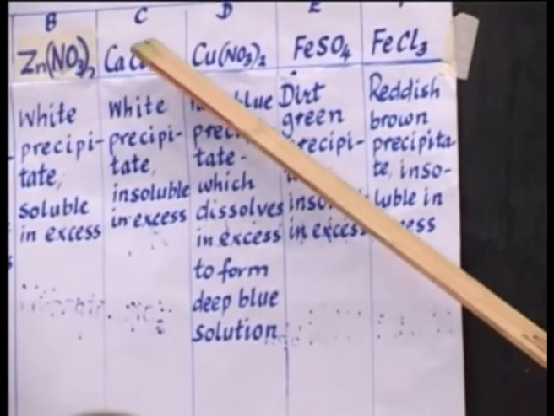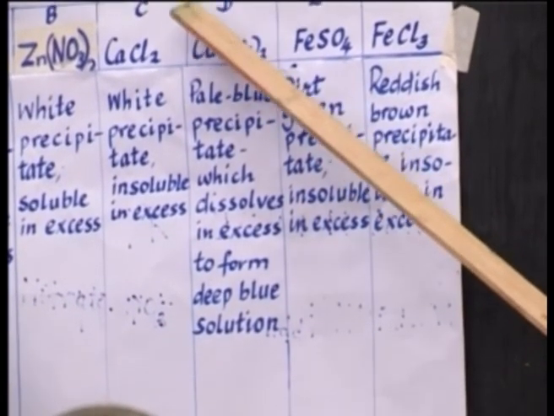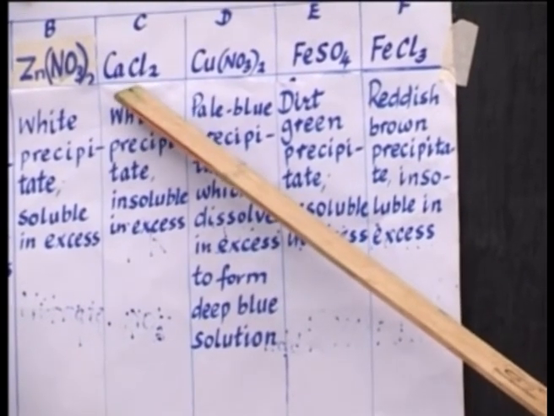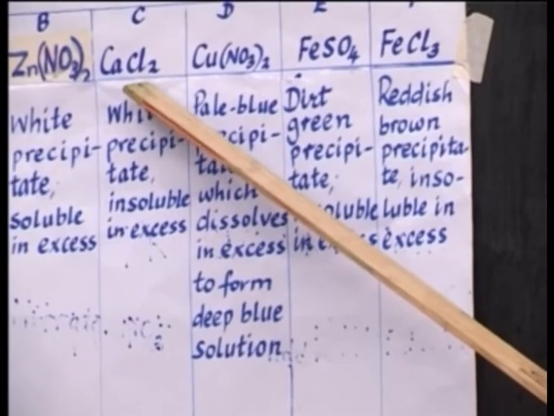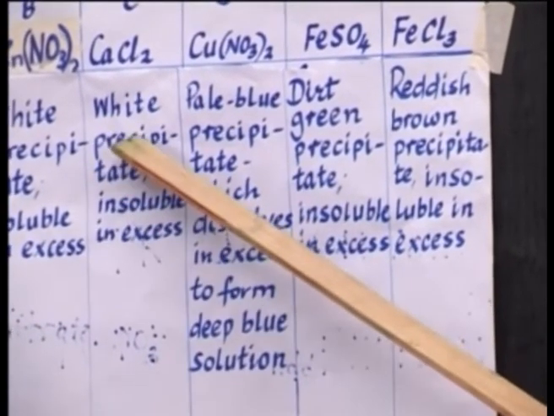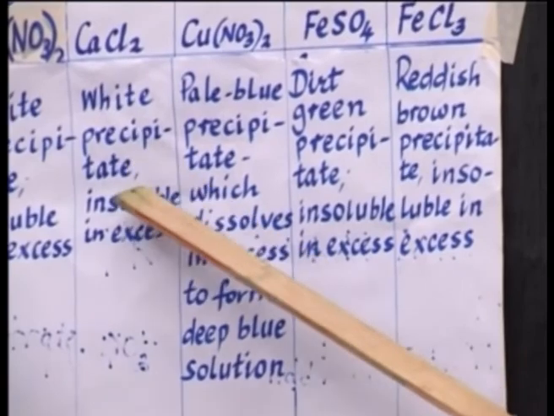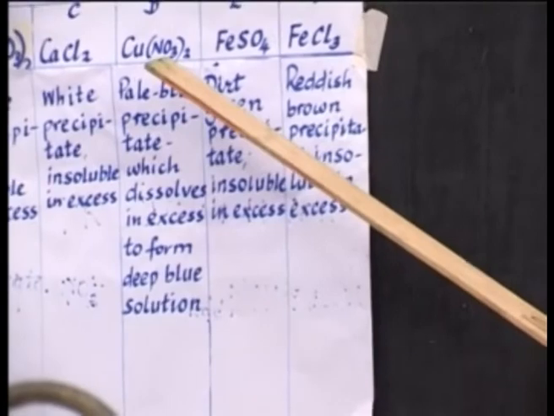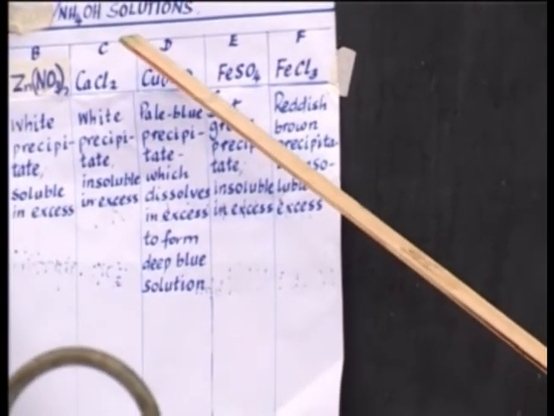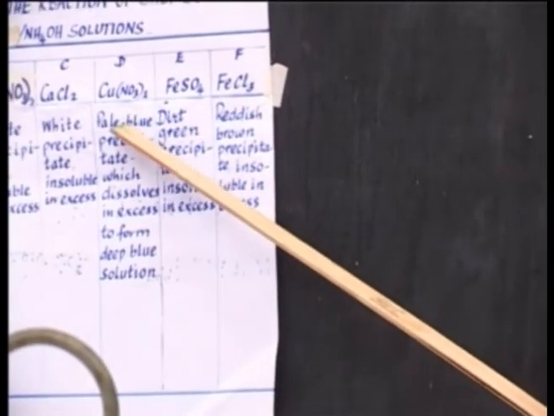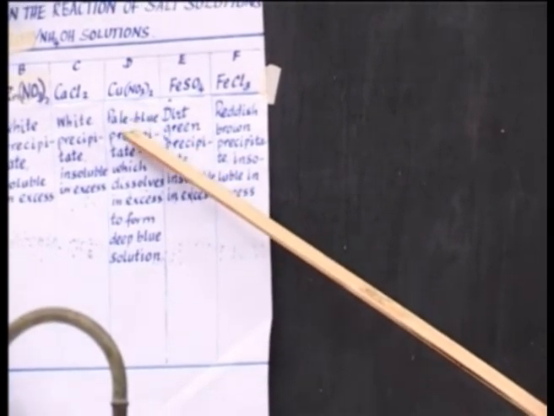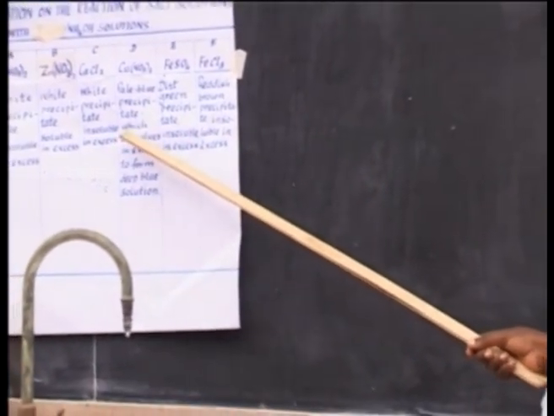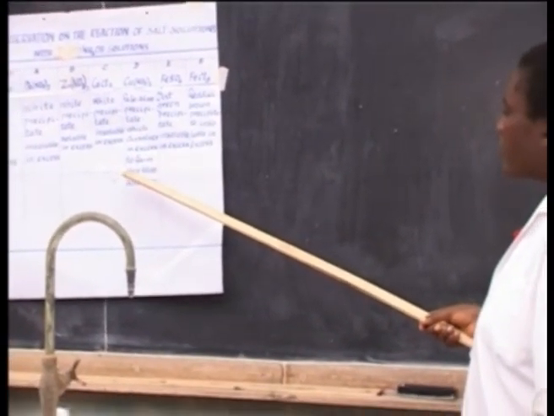In addition of ammonium solution to calcium chloride solution, there is a formation of white precipitate insoluble in excess. In addition of ammonium hydroxide solution to copper nitrate solution, there is a formation of pale blue precipitate which dissolves in excess to form deep blue solution.